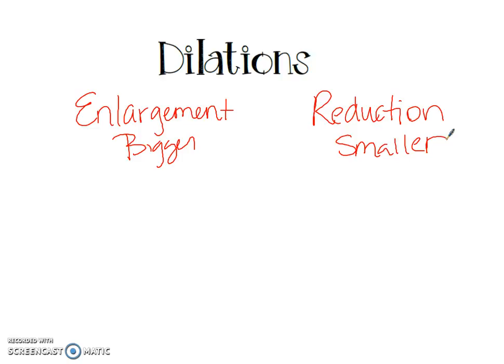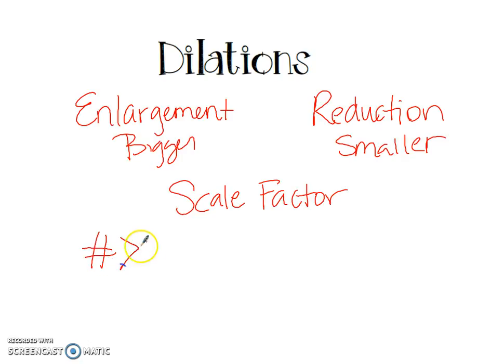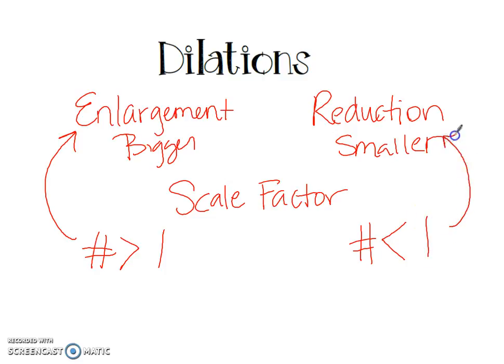It depends on this little word called a scale factor. When the scale factor, the number of the scale factor, is greater than 1, it's an enlargement. When the scale factor number is less than 1, it's a reduction. We learned that yesterday in our warm-up, so I just wanted to go over this. And if the number is 1, does the image change? It does not change, it stays the same.